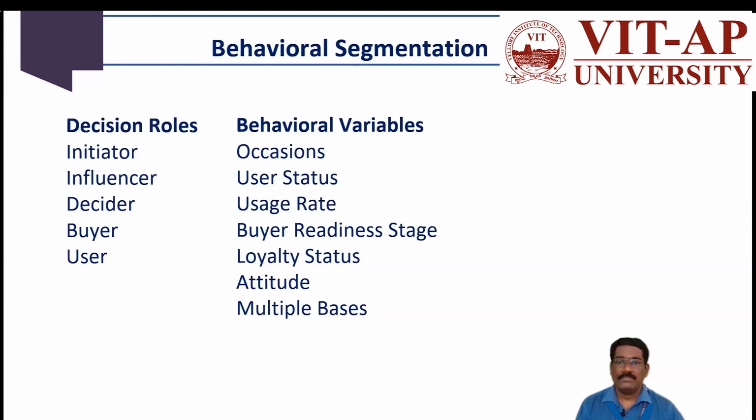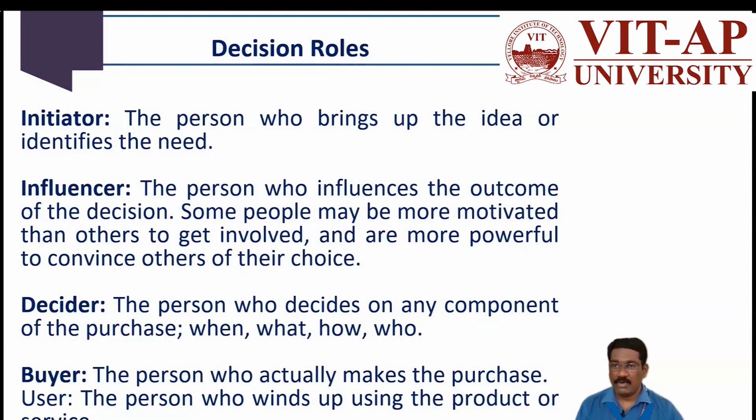So I hope we have a fundamental clarity on the behavioral segmentation variables: one is decision roles and the other is behavioral variables. We saw many variables such as occasions, user status, usage rate, buyer readiness stage, loyalty status, attitude, and multiple bases. The initiator is the person who brings up the idea or identifies the need. The influencer is the person who influences the outcome of the decision. And the decider is the person who decides on any component of purchase: when, what, how, who.